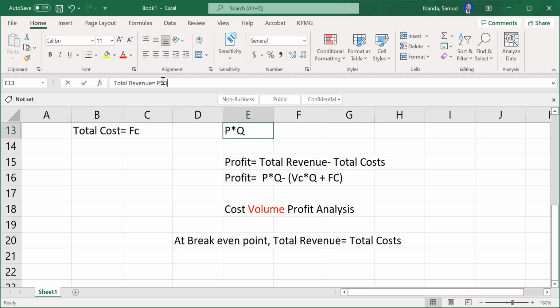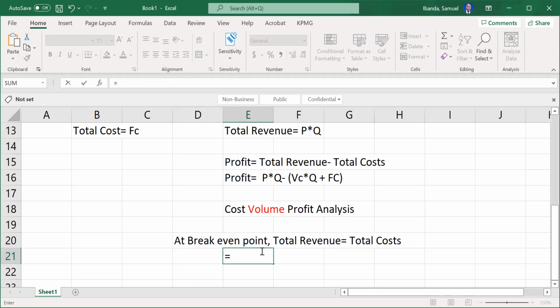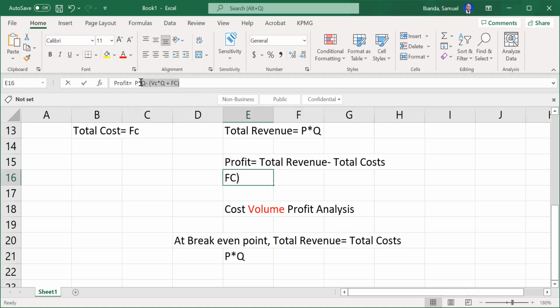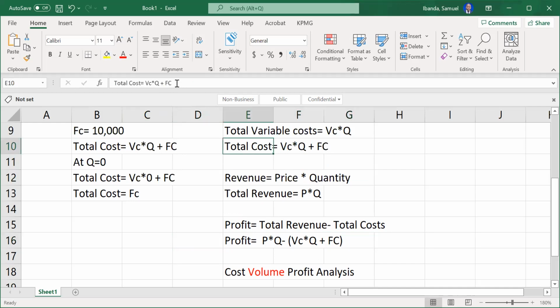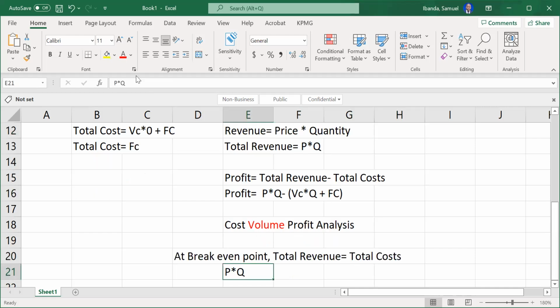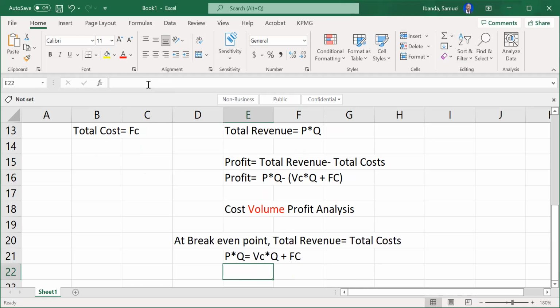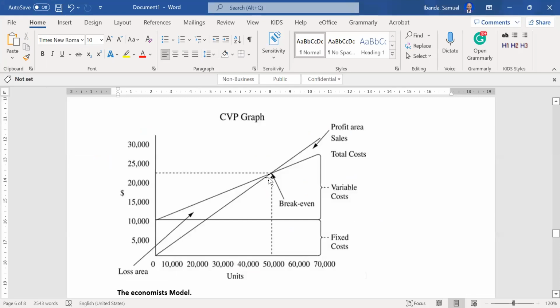So this means that P times Q is equal to our so-called costs here. Let me just try to pick this up here. P times Q is equal to that. So this is what holds at this point in time, this break-even.